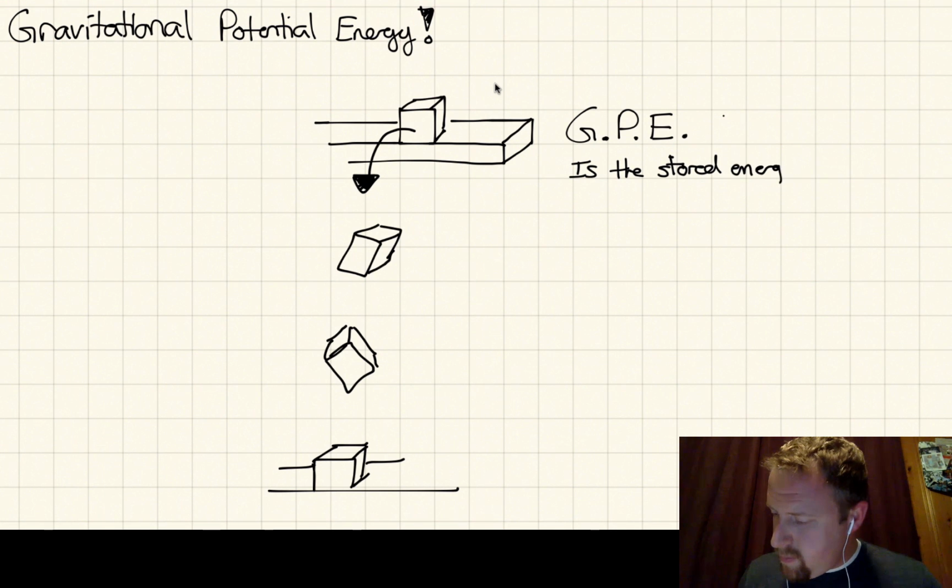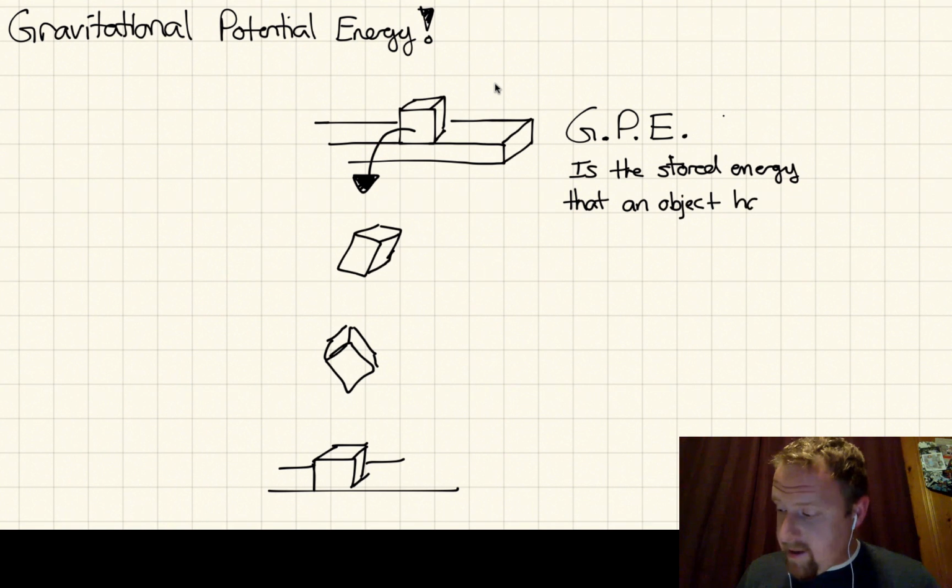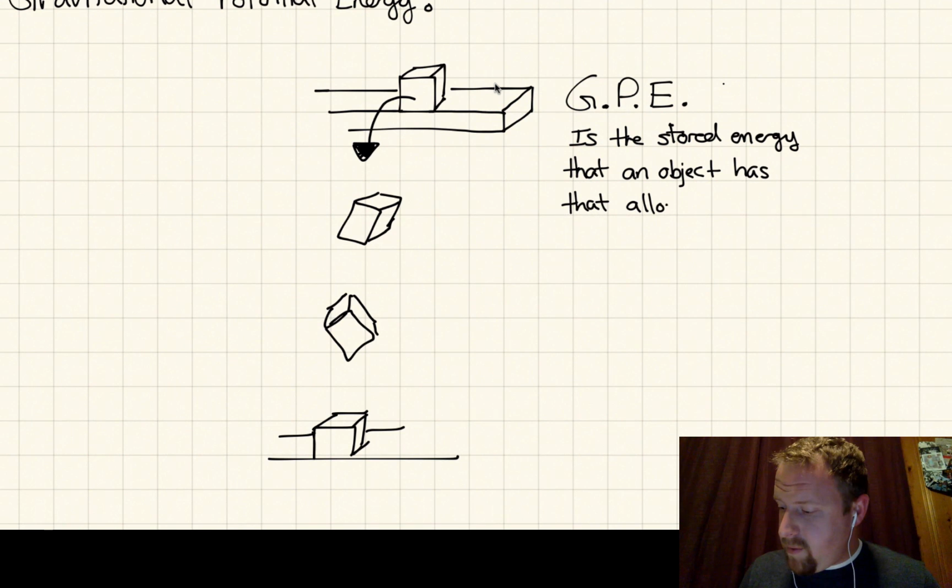So gravitational potential energy is the stored energy that an object just has that allows it to fall.